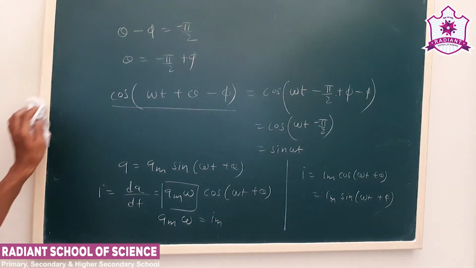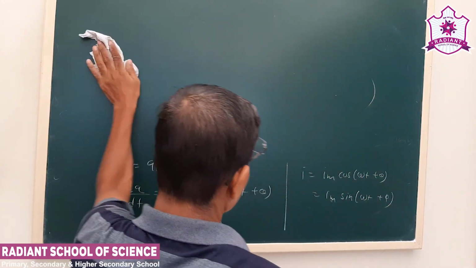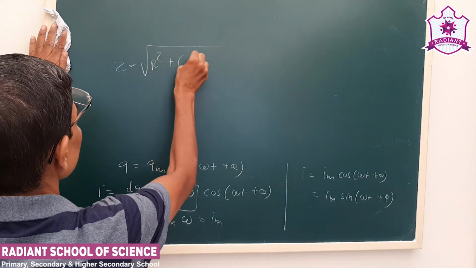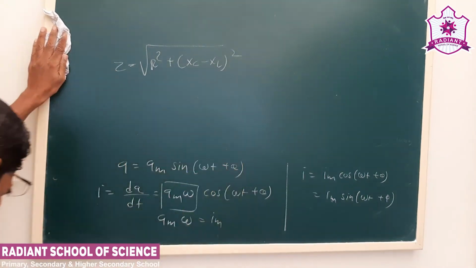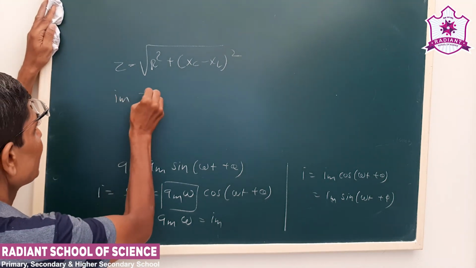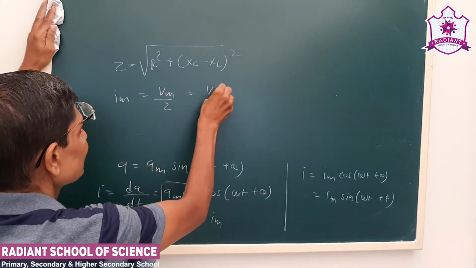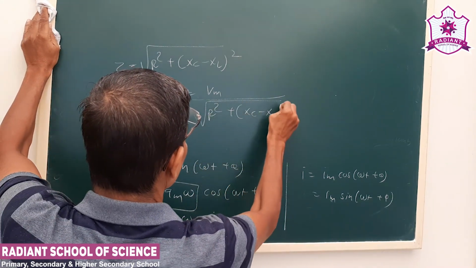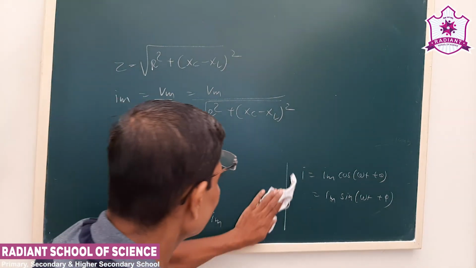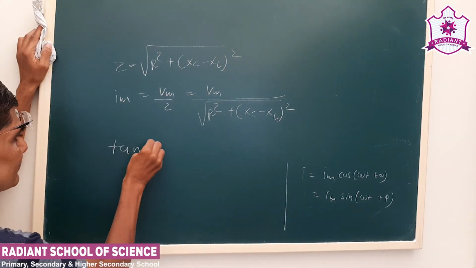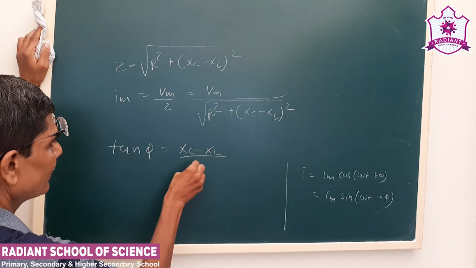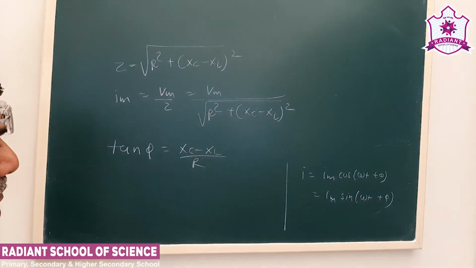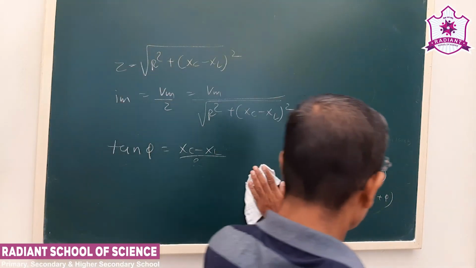Now again we have to recall the equation for the impedance. Z is equal to the square root of R square plus (Xc minus XL) whole square. Im is Vm by Z. Here Z is nothing but our impedance. And see the phasor relation: tan phi is (Xc minus XL) by R. So this is how we have obtained the analytical solution of the LCR AC series circuit.